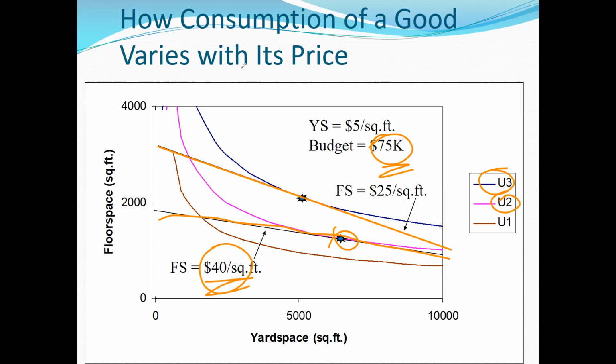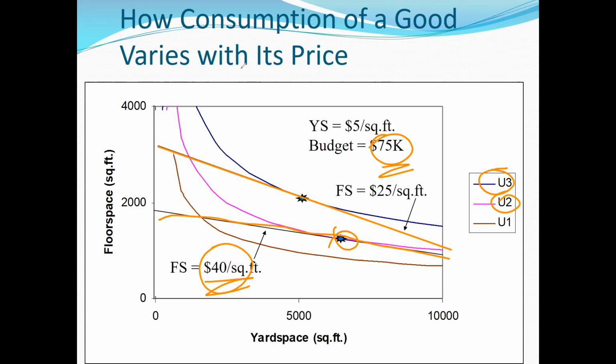So you see what I'm doing here? I'm essentially increasing the price of floor space. I'm keeping the yard space price the same, $5 per square feet, but I'm now making the floor space price $40 per square feet rather than just 25. What does that do for me?